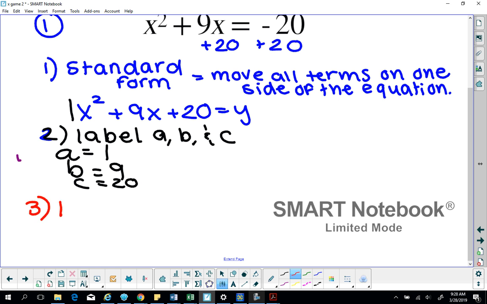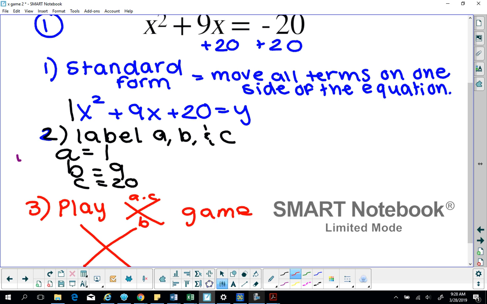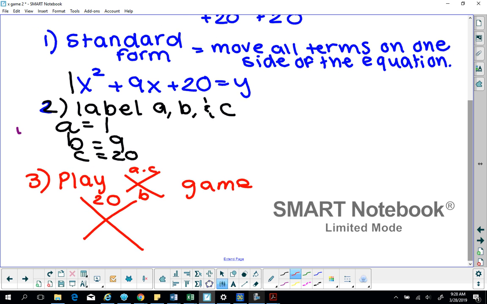So step 3 is play the X game. And how we figure out what goes where is the top is your A times C, and your bottom is your B. So A times C is at the top, your B is at the bottom. So we set up our own X game now. It's always going to be the same. So what is 1 times 20? 20. So 20 is going to go up here. And then B goes at the bottom. I just remember bottom starts with the letter B. What is your B? 9.